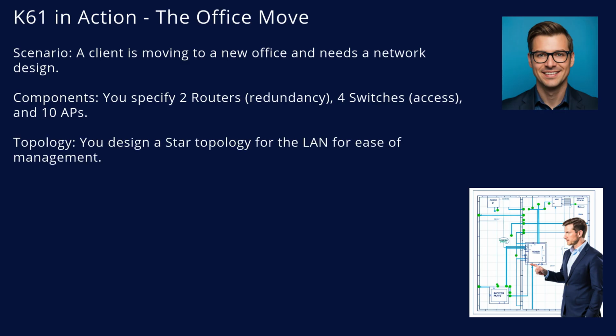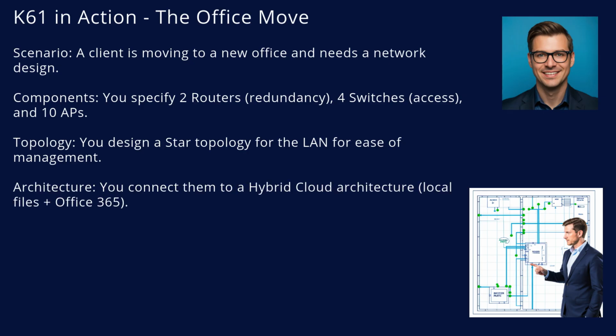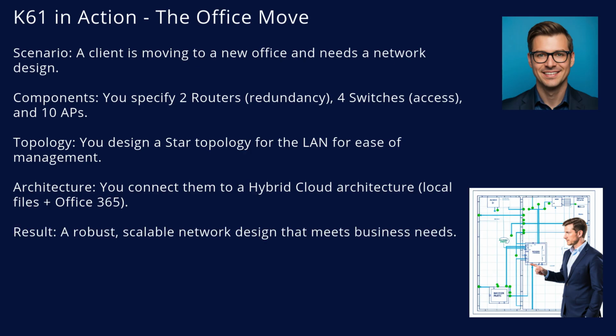coverage. Next, topology. You choose a star topology. You run cabling from every desk back to a central comms room. Why? Because it's easy to manage and reliable. Finally, architecture. The client uses Office 365 but keeps large video files locally. So, you design a hybrid cloud architecture. You have just used all 3 layers of K61 to solve a real-world problem.